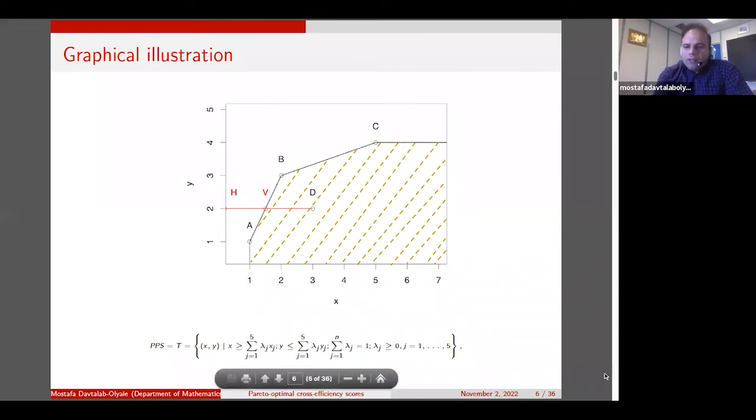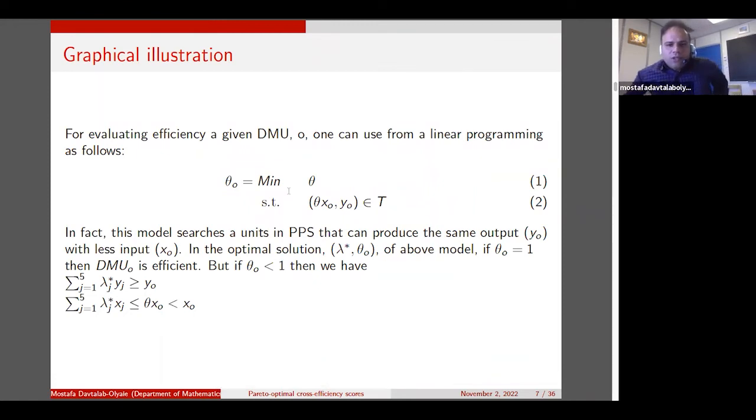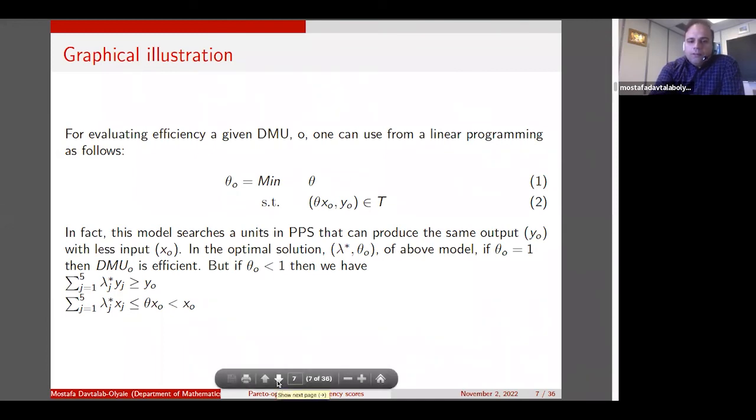Charnes, Cooper, and Rhodes introduced this model to measure the efficiency of each DMU. This model searches for a unit in the PPS that can produce the same output as DMU-O, the DMU under evaluation, with less input than DMU-O. If there is such a unit, the optimal solution of this model will be less than 1. And if you cannot dominate DMU-O with any point in the PPS, the optimal solution of this model will be equal to 1.